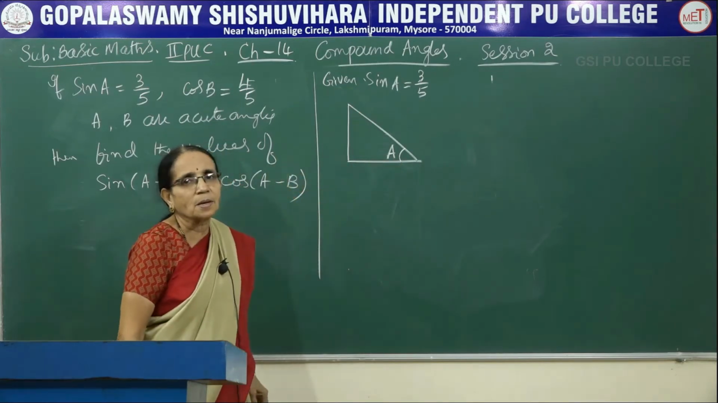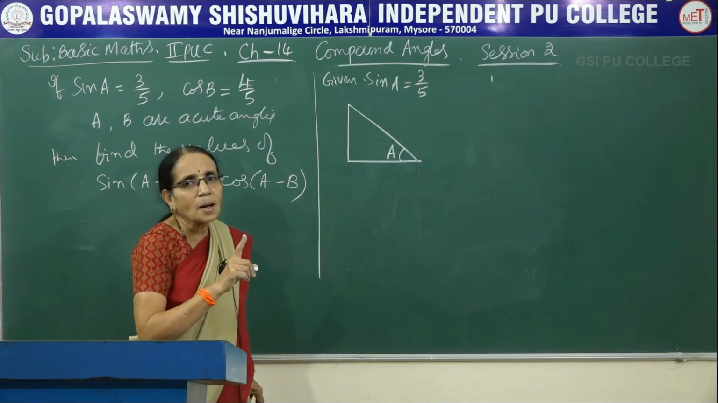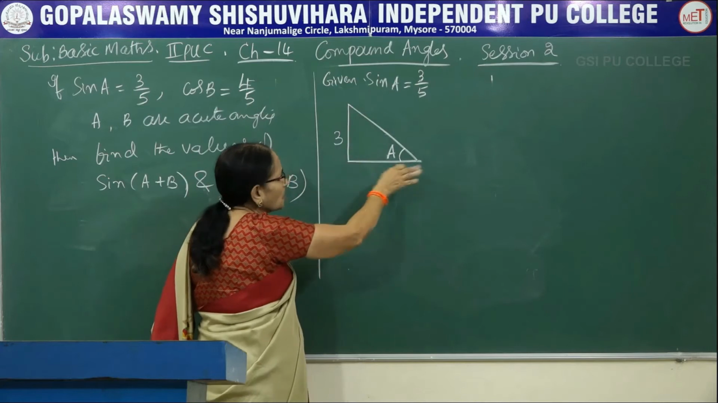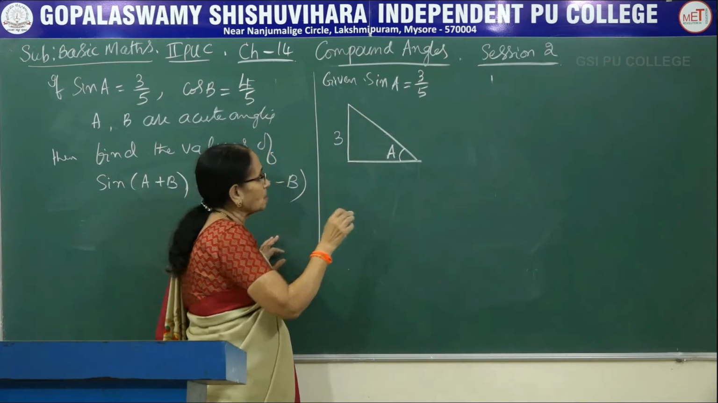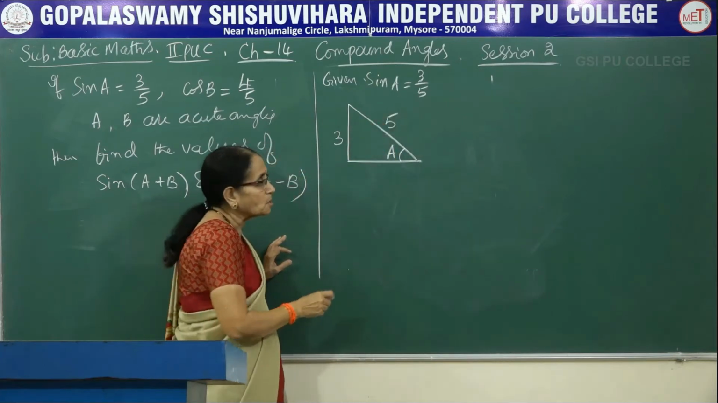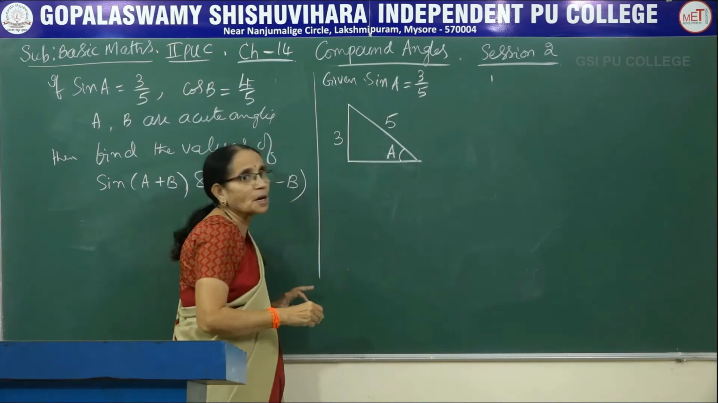How do you define sin theta? Opposite over the hypotenuse. So 3 means opposite side. You need not mark ABC triangle, all those things are not necessary. So opposite is 3, hypotenuse is 5. So what is remaining? The adjacent side is remaining.